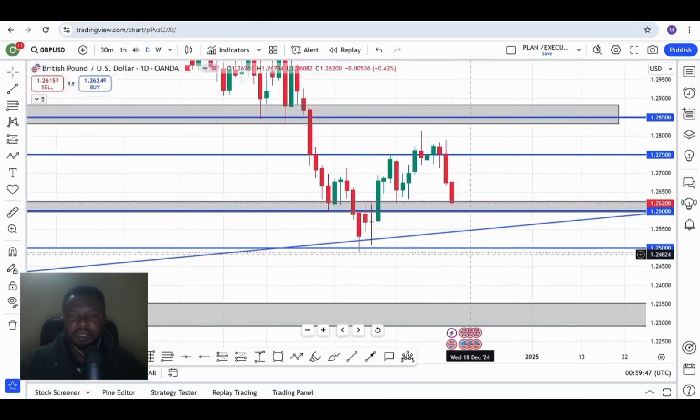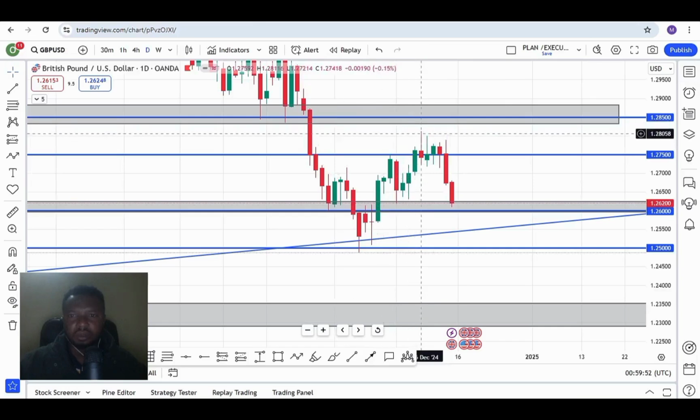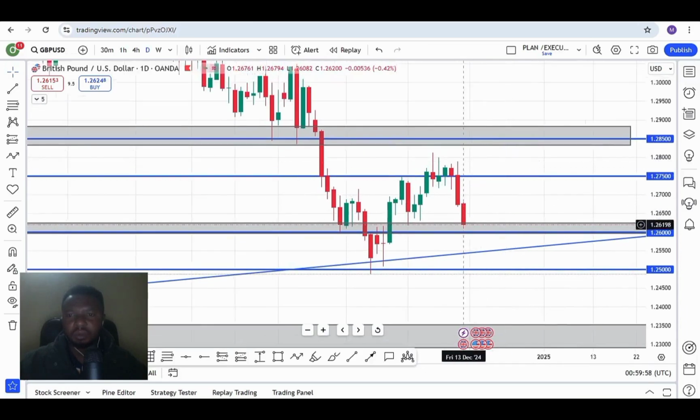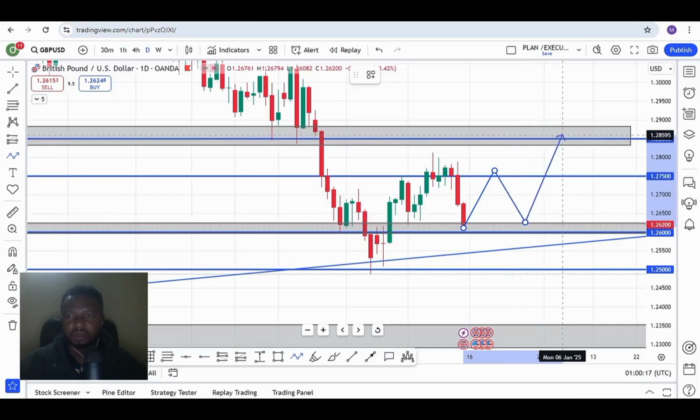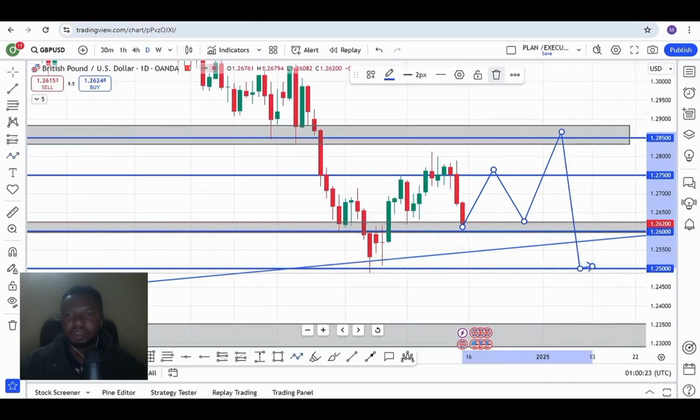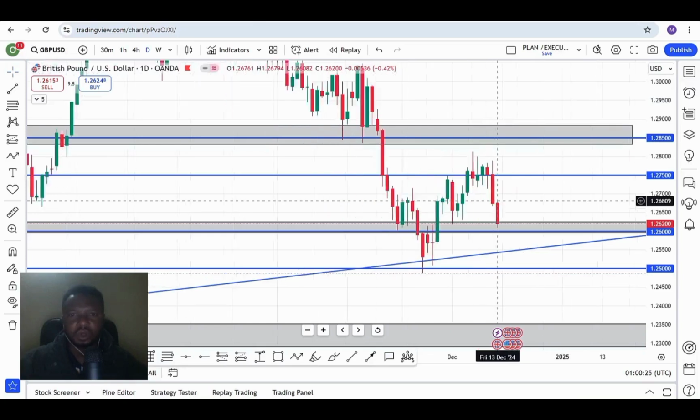So I'm hoping that come next week, price will push to the upside to take out this liquidity, this sell side liquidity, or probably price will start trending to the low side. This is what I'll be hoping that price will move. I'm hoping that price will start moving up, something like this. This is where I'll be expecting price to sell off. But if I don't see that, so be it.